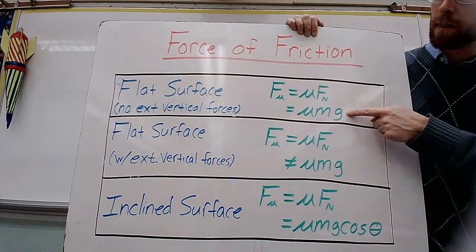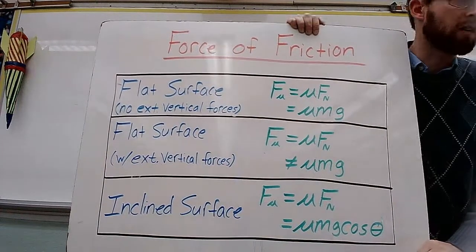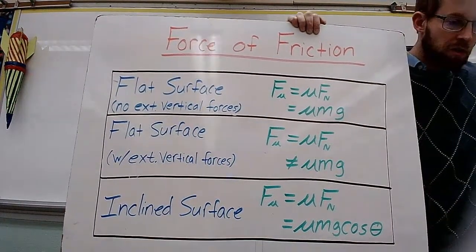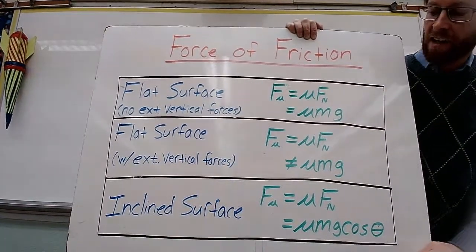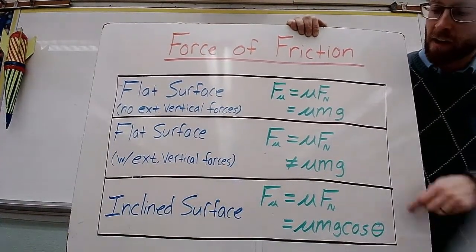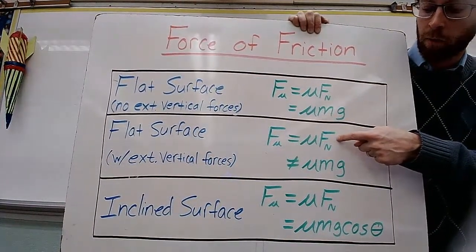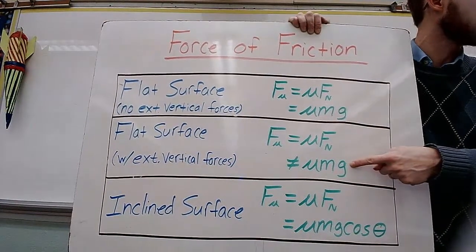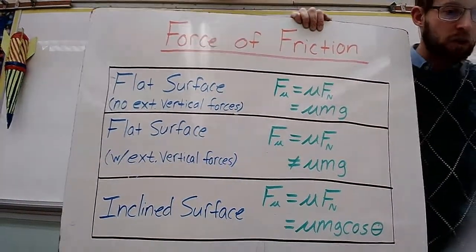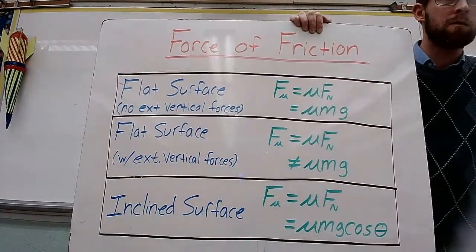This one here is probably the most complicated. If you're on a flat surface, but you do have something pushing down or pulling up, maybe at an angle, then it gets a little bit more complicated. Force of friction is still coefficient of friction times normal force, but normal force is no longer equal to mg in this scenario. Because if you're pushing down, normal force would be bigger. If you're pulling up, normal force would be smaller.